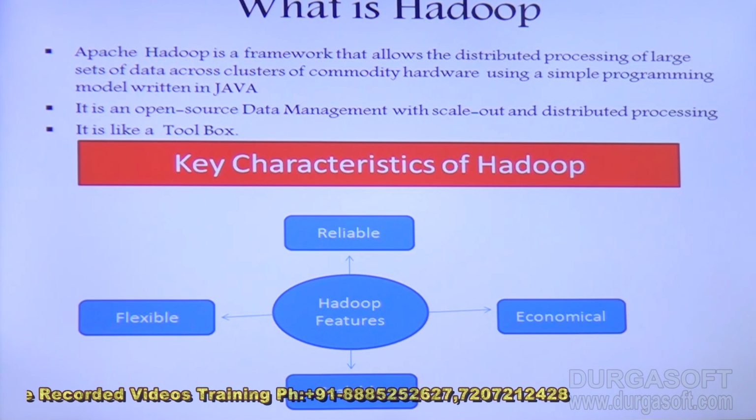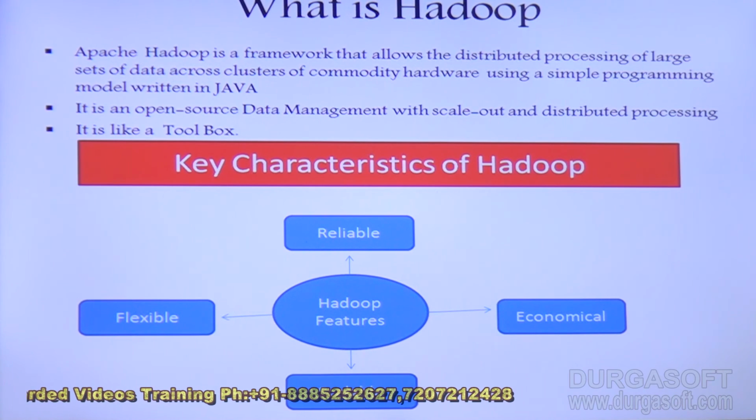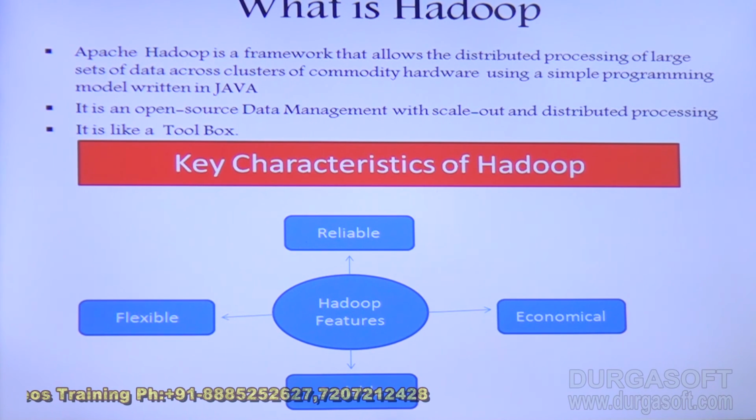So it is something like a tool. For example, I have a toolbox in which I have a screwdriver, a spanner, cutting pliers. Anything I want, I can find in that particular toolbox. The reason we are calling Hadoop a toolbox is that for any problem pertaining to analyzing any form of data, Hadoop is the answer.